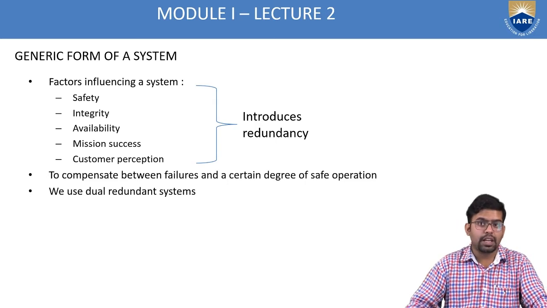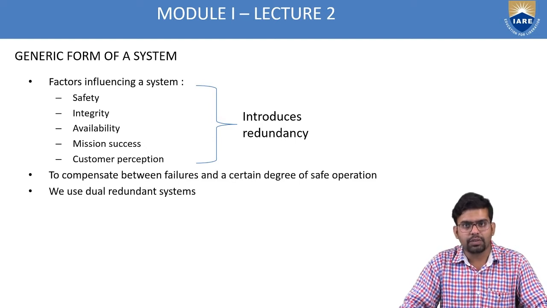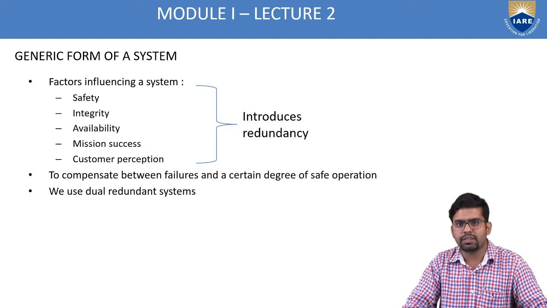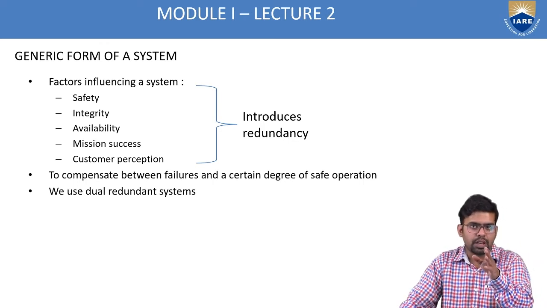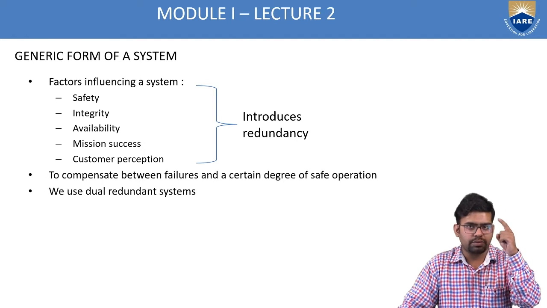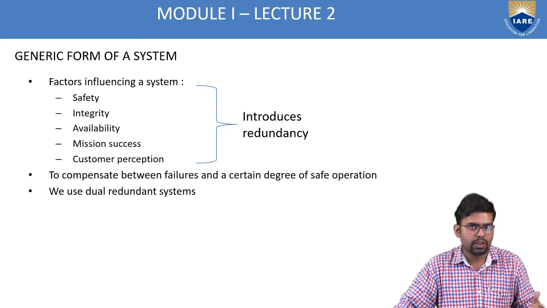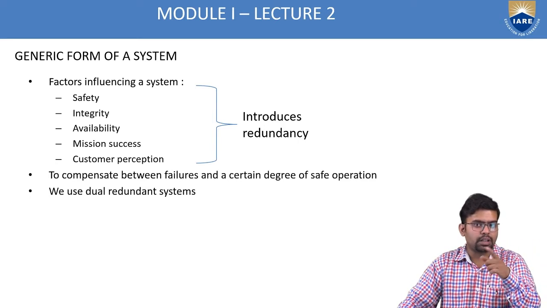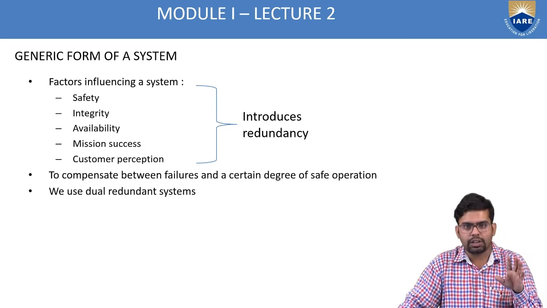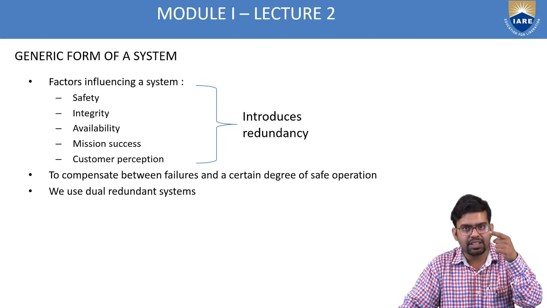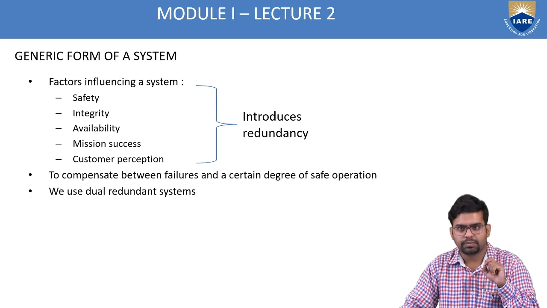Do you get me? And next thing is integrity, and the other thing is availability. That is the third one. Fourth one is mission success, and fifth one is customer perception. What I'm saying is customer perception is actually linked to all the above: safety, integrity, availability, and mission success. All these are interlinked. So if the aircraft is not fit to fly, the customer perception will be, okay, I'm not going to choose this aircraft. That is actually interlinked. Okay, all these factors that influence any system will actually introduce redundancy.